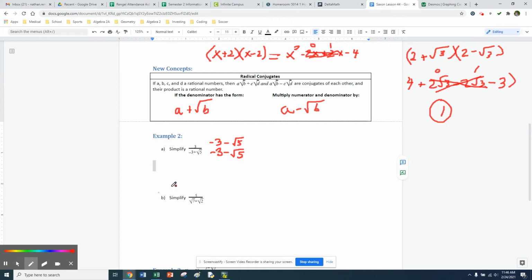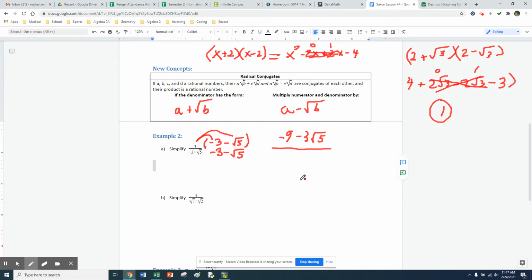In part A, I see the denominator is a binomial, negative 3 plus the root of 5. So in order to rationalize, I have to use the conjugate. And the conjugate is just the same numbers, so negative 3 and the root of 5, but I'm just going to make them subtract. So now I've got my conjugate set up. In my numerator, I'm going to use the distributive property. So I distribute, and that's going to be negative 9 minus 3 roots of 5. Okay, there's my numerator.